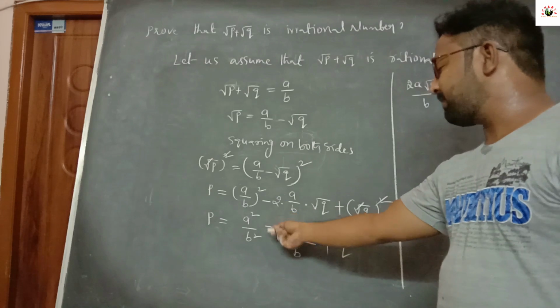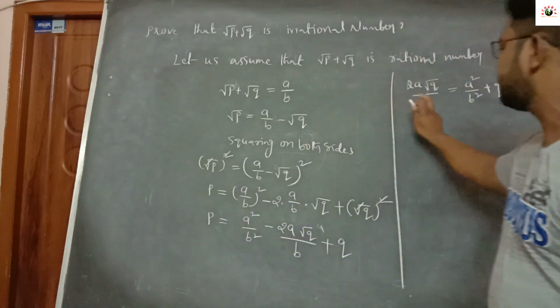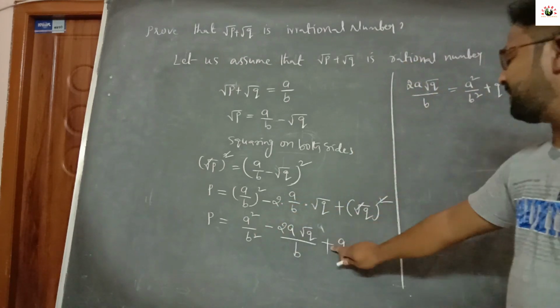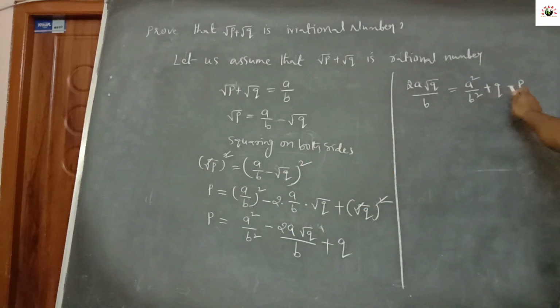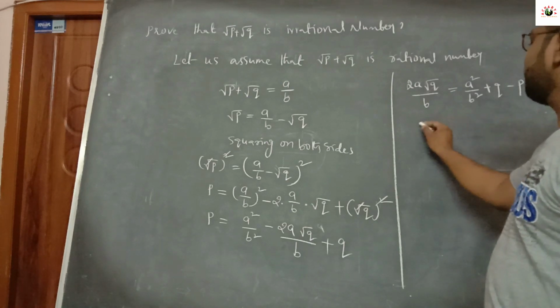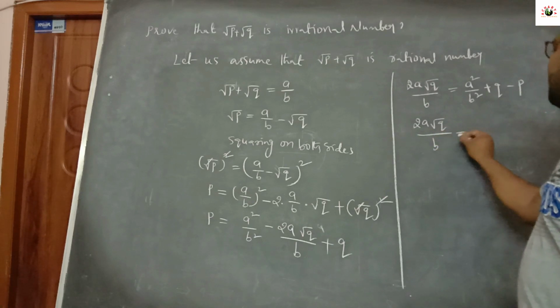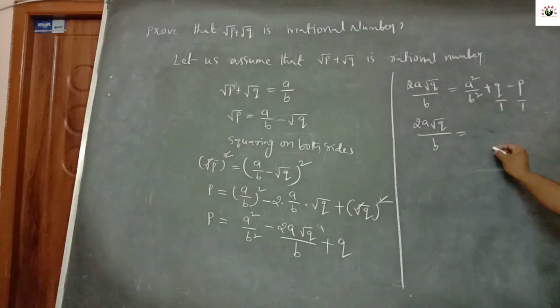Once again, minus 2a root q by b, moved to the left side, becomes positive. So 2a root q by b is equal to a square by b square as it is, plus q as it is. If p comes to the right side, it becomes negative, that is minus p. Now here, taking the LCM. What is the LCM of b square, 1 and 1? The LCM is b square.